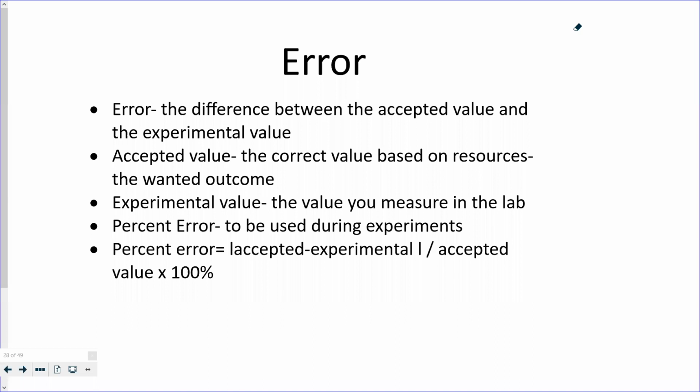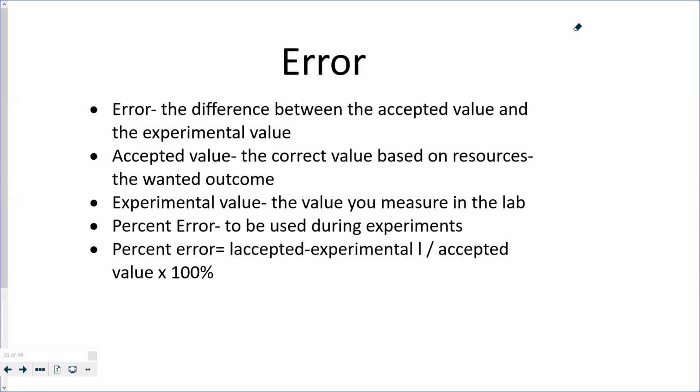Right, so one last thing we're going to look at math-wise for this unit is whenever we are doing labs and trying to analyze our data, we look at our error. Error is the difference between the accepted value and the experimental value. The accepted value is the correct value based off of resources, or the outcome we should have gotten through performing the lab. So say that we're doing a lab where we are measuring density. Remember, everything has a set density on our reference sheet.